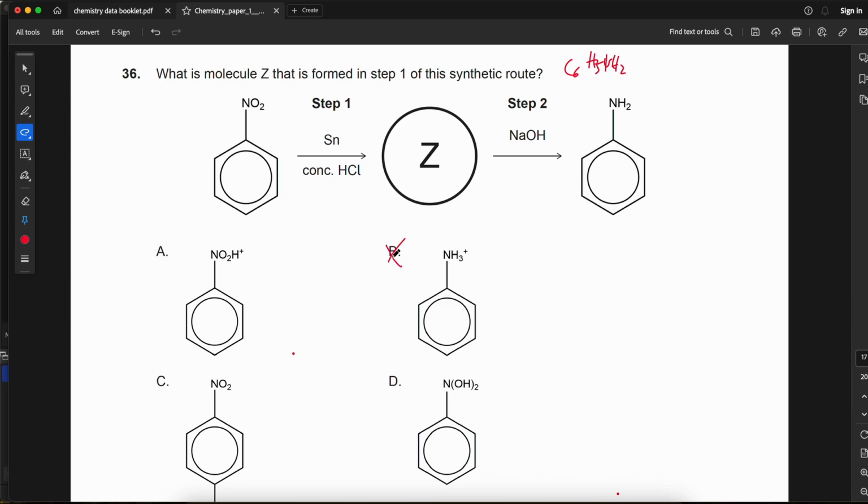The answer is B. So the reaction would be C6H5NH2 plus HCl, forming C6H5NH3Cl. That's why you find NH3+ here.